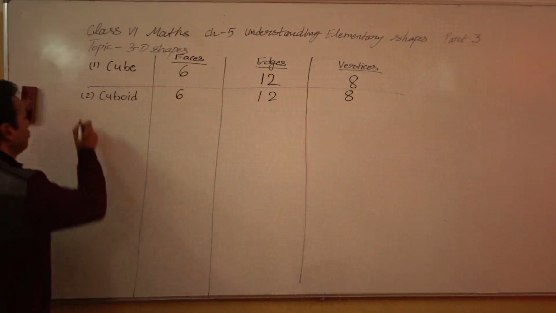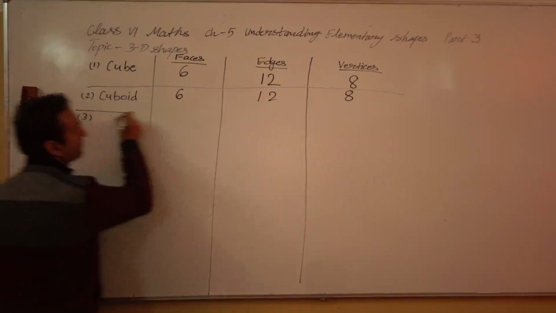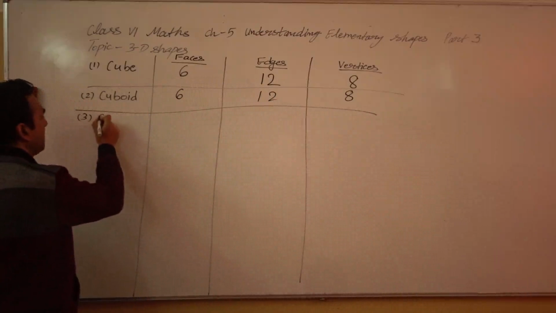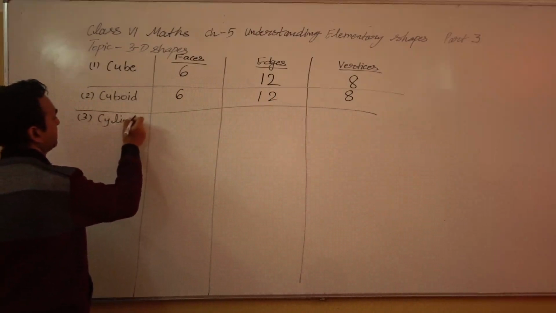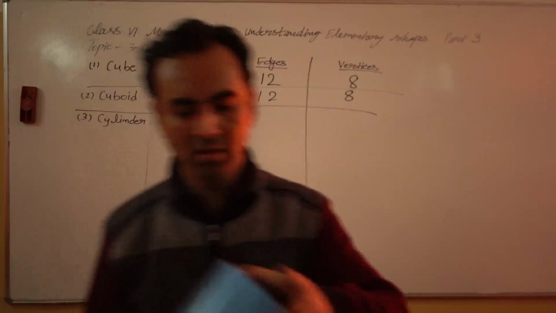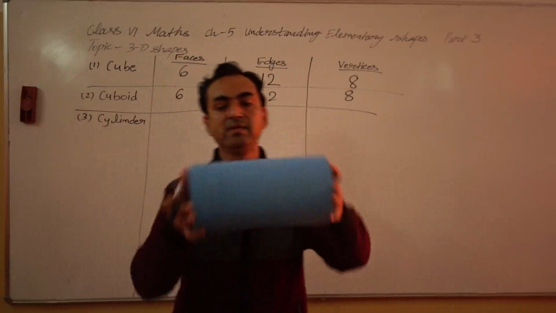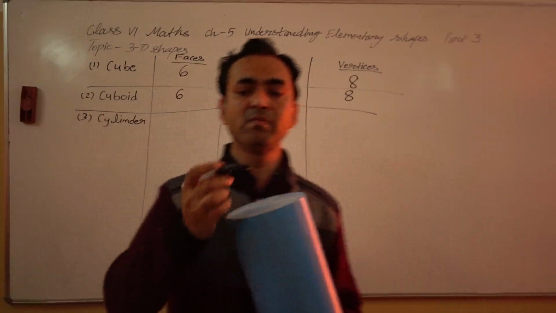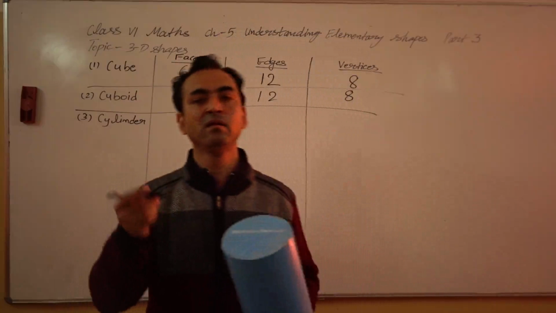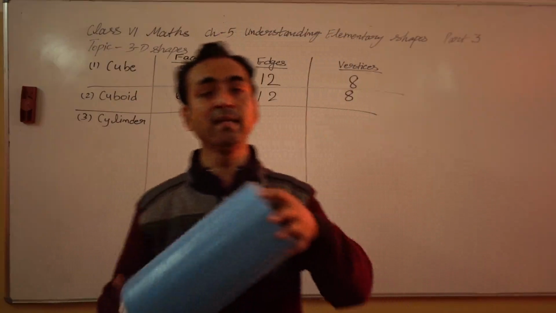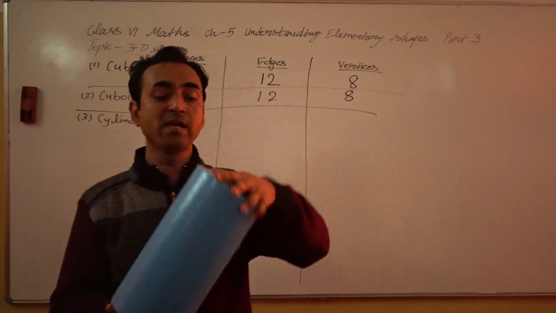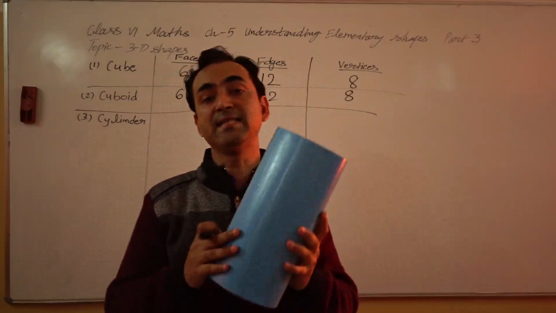And now we are coming to the third shape. Third shape is cylinder. So this is the third shape, which is a cylinder. There are so many examples like this: this marker is in cylinder shape, your pencil, your pen, your gas cylinder. These are cylindrical shapes.